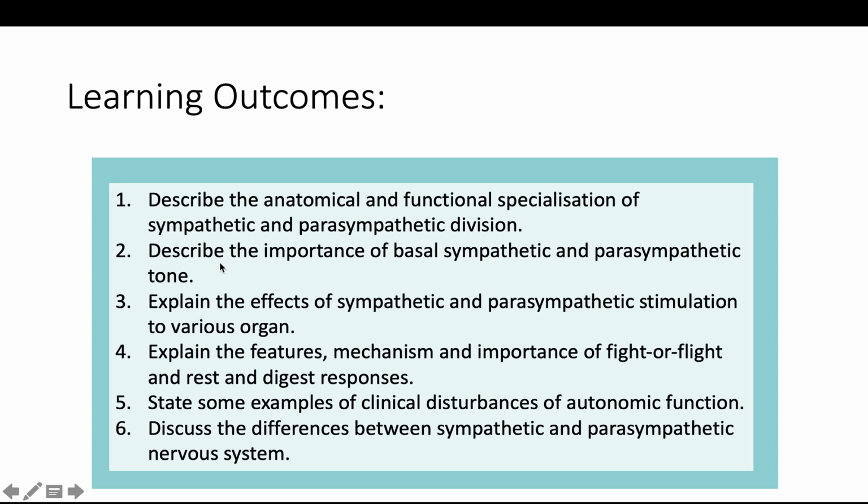The second one, you should be able to explain or describe the importance of the sympathetic and also the parasympathetic tone. For the third one, you should be able to explain the effect of the sympathetic and parasympathetic stimulations of various organs. It means that when the sympathetic or the parasympathetic stimulation is activated, being stimulated to a certain organ, what is the effect of this sympathetic and parasympathetic stimulation on that organ?